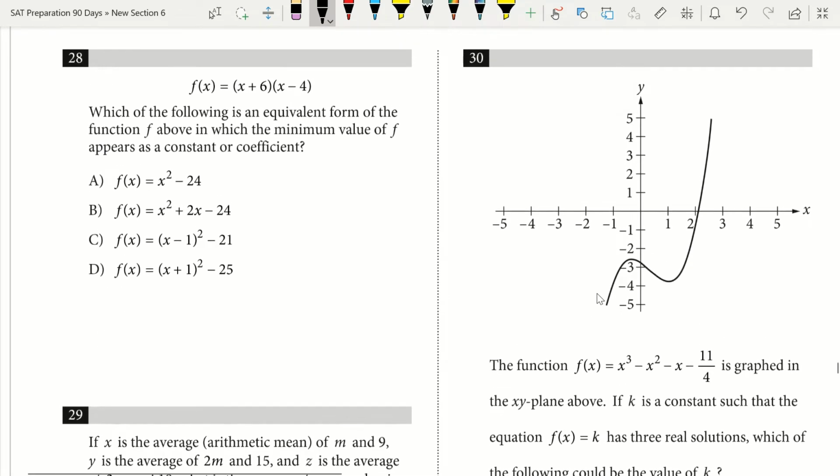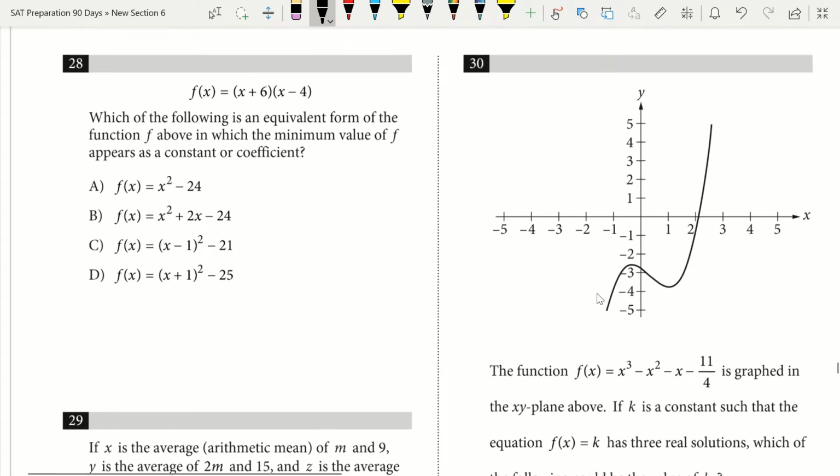All right, 28. It says, which of the following is an equivalent form of the function f above in which the minimum value of f appears as a constant or coefficient? Anytime I'm asked for some value to be shown as a constant or a coefficient, I'm going to calculate that value first and then find my answer choice that has it, because sometimes there's only one that has it, and in that case, it makes it very, very easy.